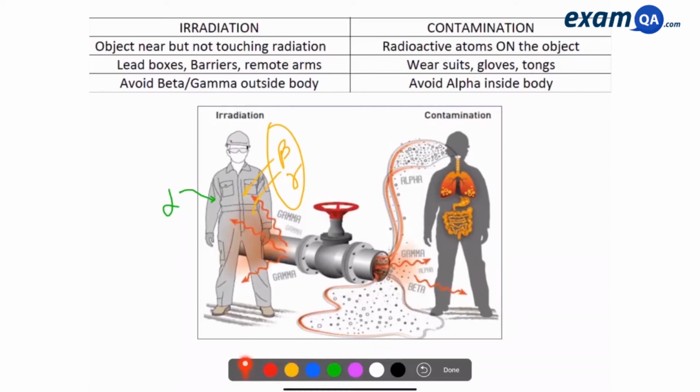Contamination is when the radioactive atoms are on the object or in the person. So if someone inhales radioactive substances, that is dangerous. So how can you prevent that? Wear suits, wear gloves, and use tongs when you're holding stuff so it doesn't go under your nails.